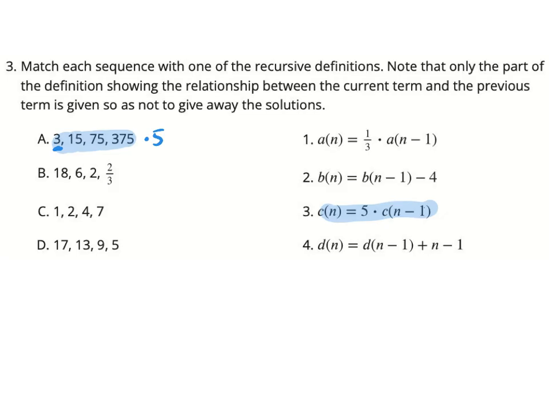The second one. Since we don't have our first term, the first thing we do is look at our change. So to go from 18 to 6, you divide by 3. To go from 6 to 2, you divide by 3 or multiply by 1/3. And as we can see, we got 1/3. That's the only one that's times 1/3.